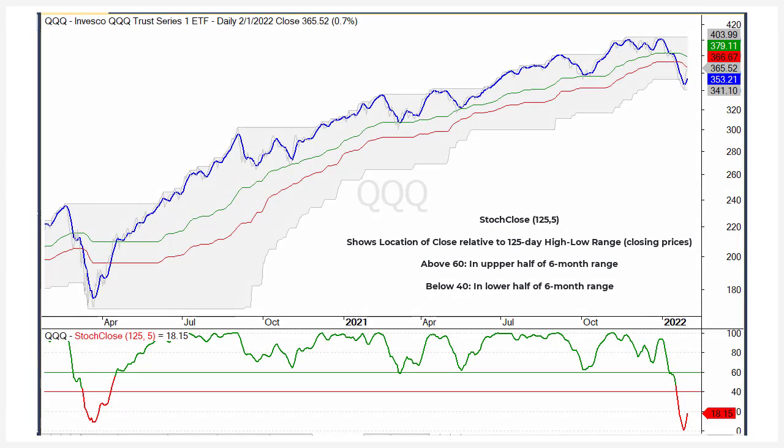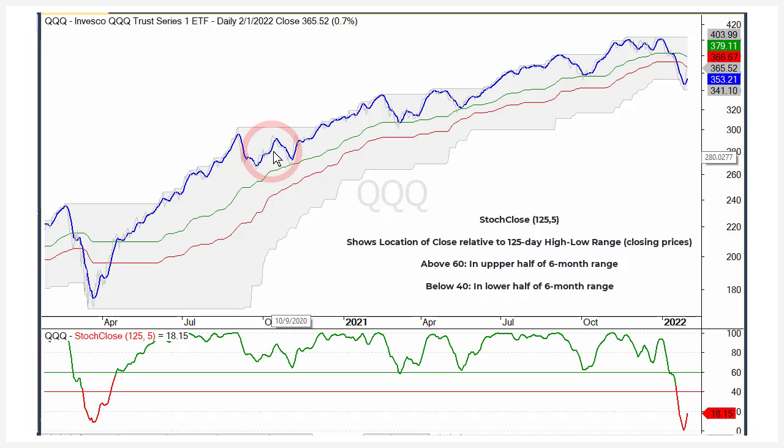So now let me show you a visual of that 6-month range. And this gray zone here shows the 6-month low, 125-day low, and then the upper line shows the 125-day high. And we've got the QQQ closing price as a gray line, and then the 5-day moving average as a blue line. But you can see as QQQ is moving higher and hitting new highs, it's at the upper end of that 6-month range. And that's why StochClose is in that 90 to 100 area.